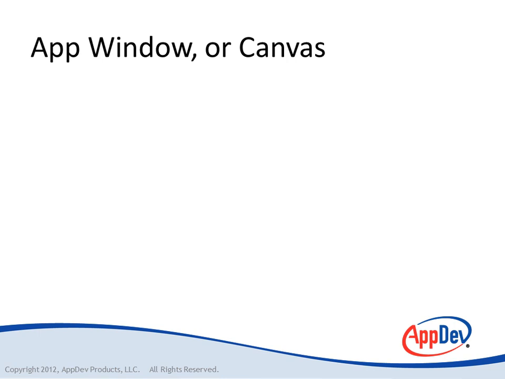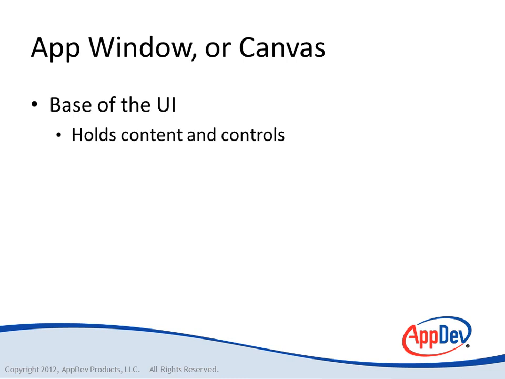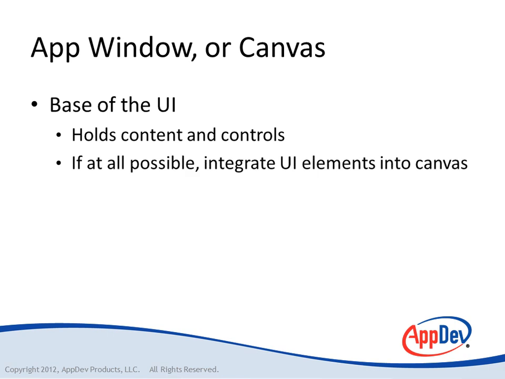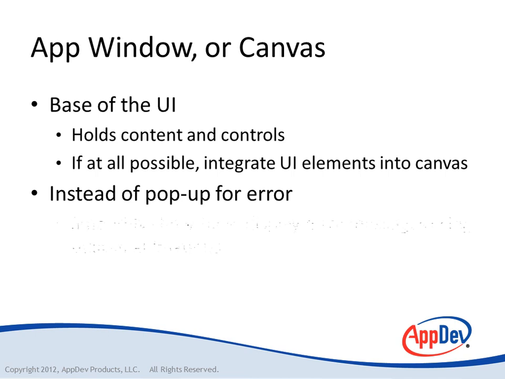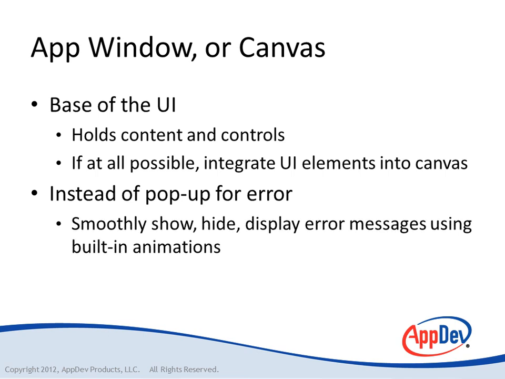Let's look at the app window, or the canvas as it's often called. This is the base of your user interface, and it holds content and controls. It's where you put most of your stuff. If at all possible, you want to integrate your UI elements into this canvas. You want to avoid using pop-ups for errors. Instead, smoothly show, hide, or display error messages using built-in animations. That is, we don't want to interrupt the flow of the application unless the error is a critical error that will keep the application from going any farther.